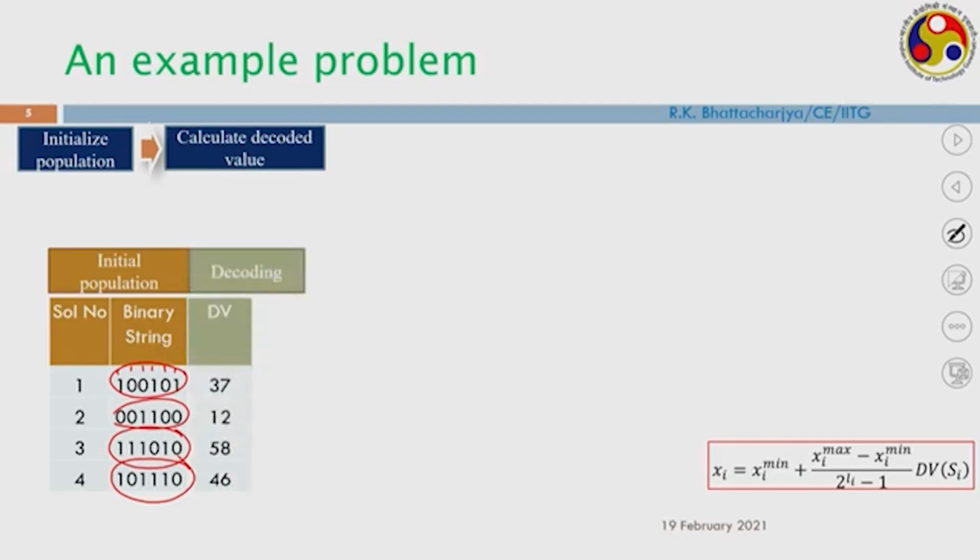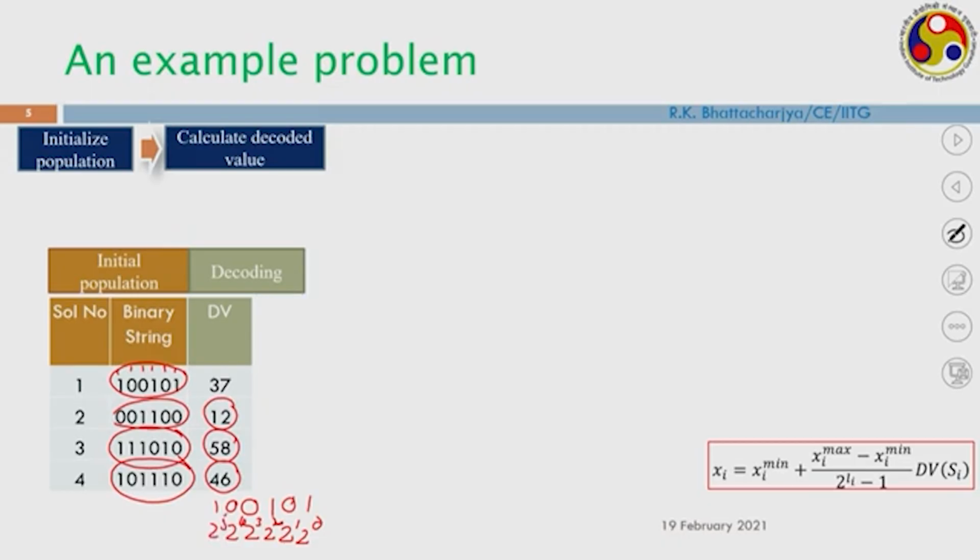Now, next you will find out the decoded value. So, you will calculate the decoded value, and the decoded value is 37 here, and for this it is 12, for this it is 58, and this is 46. So, how are we getting 37 here? This is 1 0 0, then 1 0 1. So, this is 2 to the power 0, then 2 to the power 1, then 2 to the power 2, 2 to the power 3, then 2 to the power 4, and 2 to the power 5.